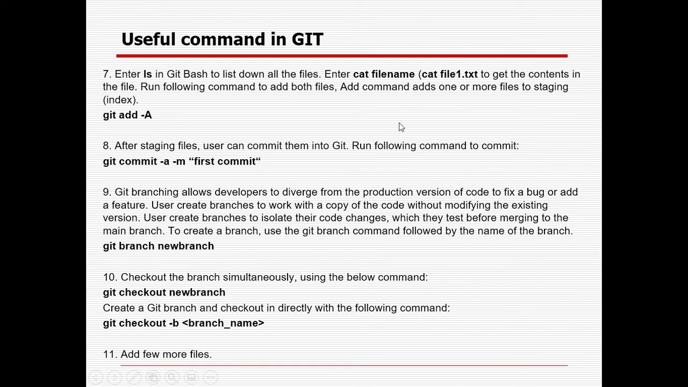So now I will be discussing rebasing. Git branching allows a developer or automation tester to diverge from the production version of code to fix a bug or add a feature. Users create branches to work with a copy of the code without modifying the existing version.